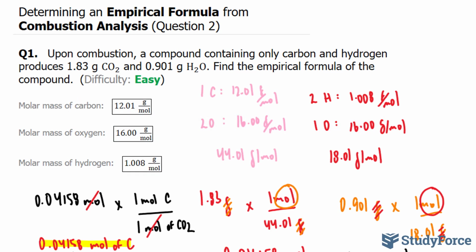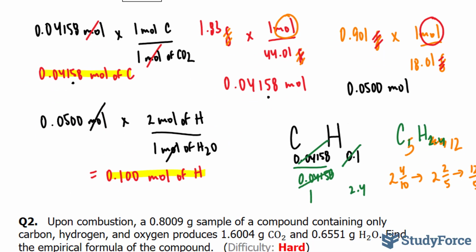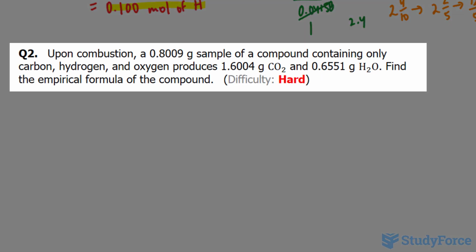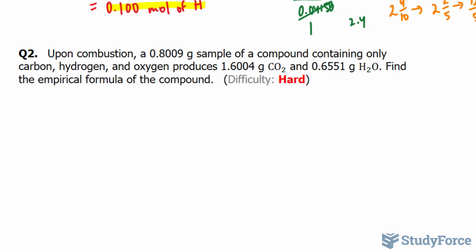In question 2 of our series, where we determine an empirical formula from combustion analysis, we are asked: upon combustion, a 0.8009 gram sample of a compound containing only carbon, hydrogen, and oxygen produces 1.6004 grams of CO2 and 0.6551 grams of water. Find the empirical formula of the compound.